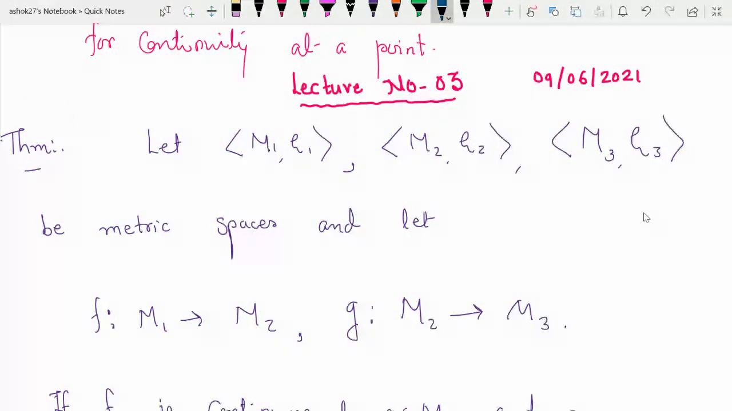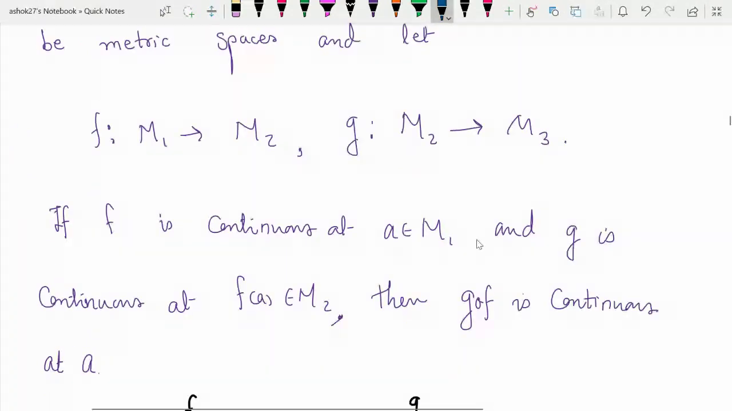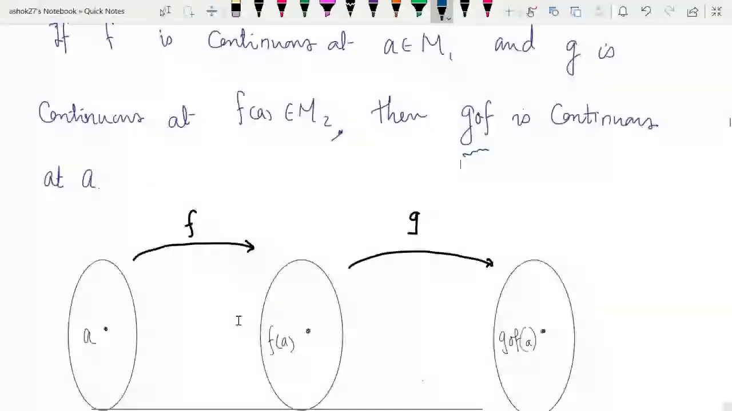Next theorem. The statement of the theorem is that, let's suppose there are three metric spaces: first metric space M1 with rho 1, M2 with rho 2, and M3 with rho 3. Let F be a mapping from M1 to M2, and G a mapping from M2 to M3. If F is continuous at a, an element of M1, and G is continuous at F(a) in M2, then G of F, the composition of G and F, is continuous at a. So the composite mapping should also be continuous.